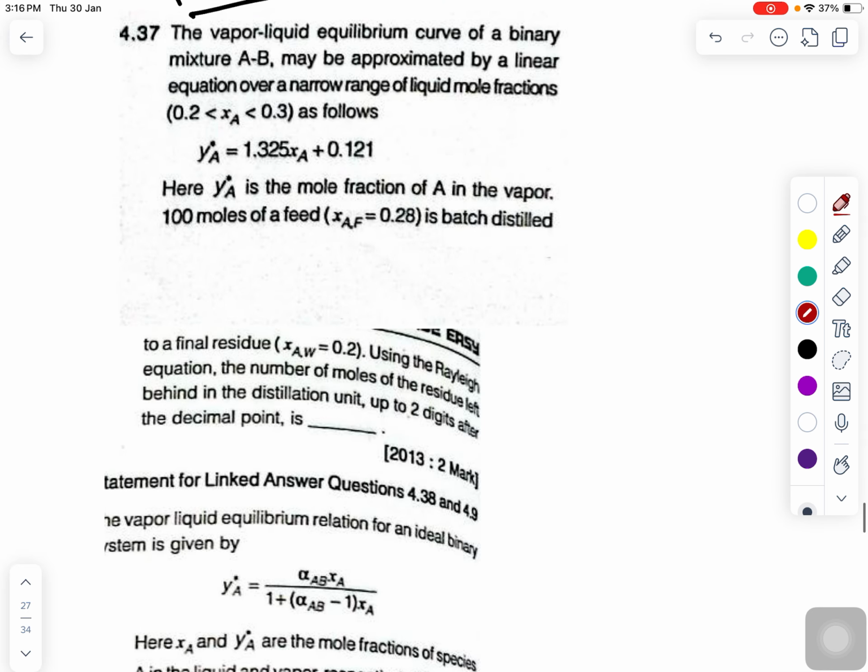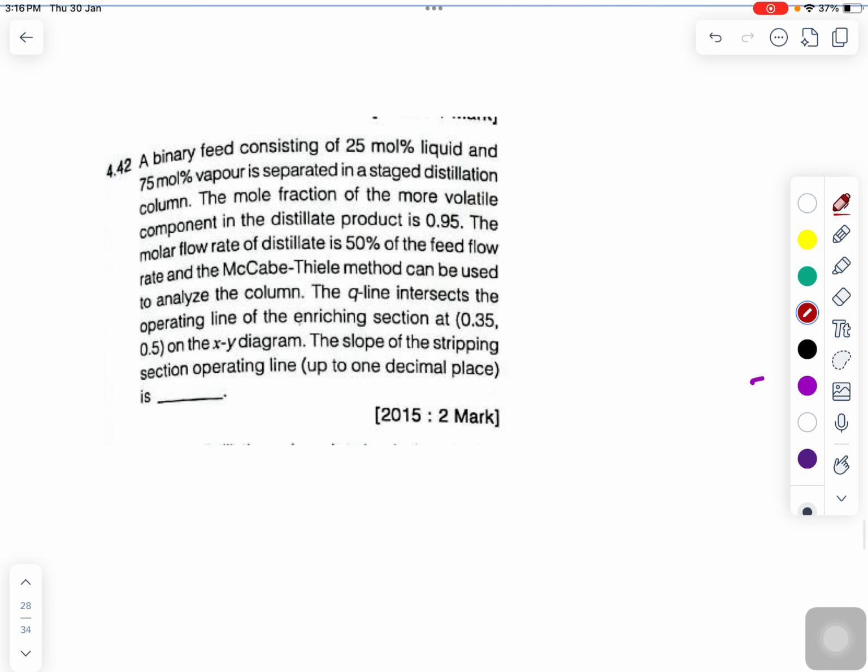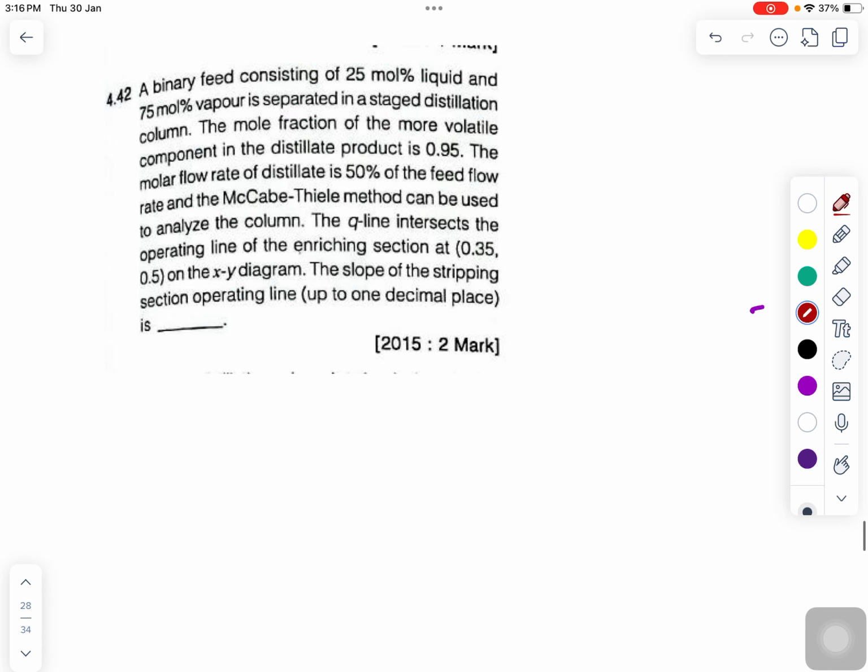Now I'll be moving towards the next problem, and the question says that a binary feed containing 25 mole percent of liquid and 70 mole percent of vapor is separated in a stage distillation unit. So what is q here? q will be 0.25, because 25% of the feed is in liquid form. That's why this is the value of q. The mole fraction of the more volatile component in the distillate, xD, is given to you, that is 0.95.